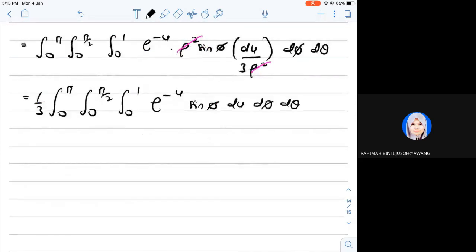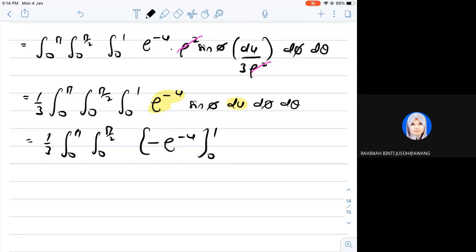Integrate exponent negative u with respect to u. Terhadap u. Sin phi tu just a constant, sebab kita nak integrate partially terhadap u. So you will have negative exponent negative u, isn't it? So 0 pi, 0 until pi over 2, negative exponent negative u, you all dapat 0 until 1. Sin phi d phi d theta lah.